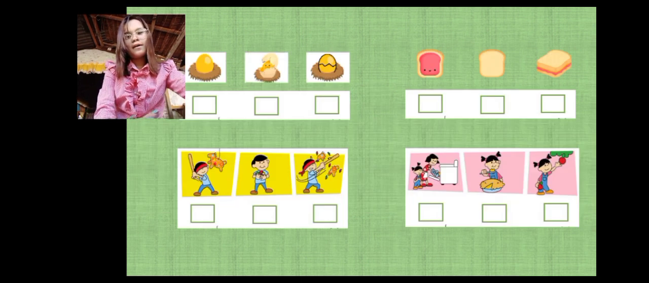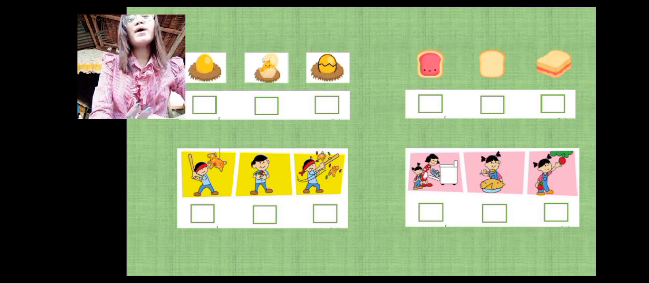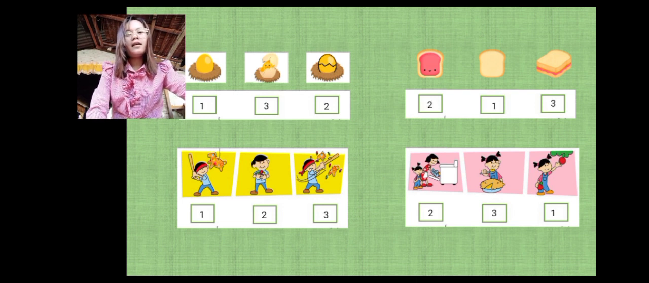Now, in your activity, you are going to arrange the pictures in the correct sequence by writing 1, 2, or 3 below the picture in the box provided. Did you get it, class? Okay, very good. Let's start. Okay, all of your answers are correct.